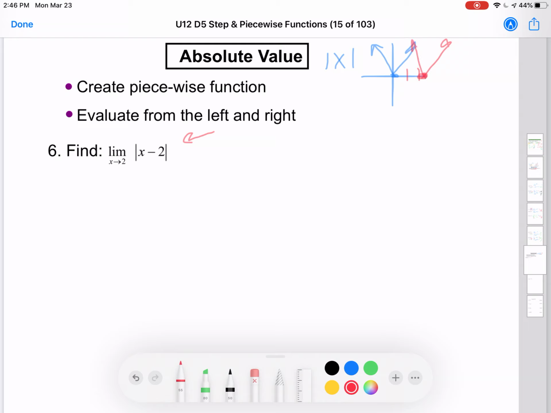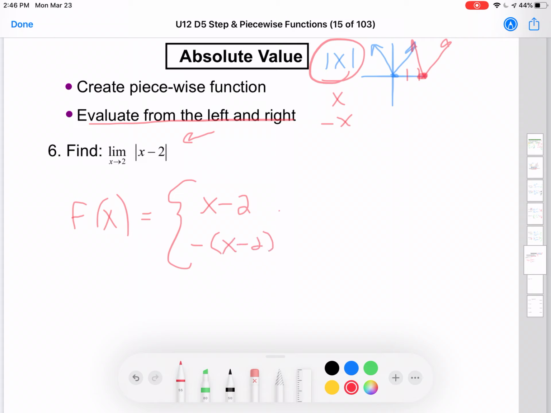Now, we want to separate it, right? We still want to evaluate from the left and from the right. So we're going to take the absolute value function and turn it into a piecewise. So remember if I was separating it and it was just absolute value of x, it would become x and negative x. Well, I do the same thing, but it's a binomial. So it's going to be x minus 2 and the negation of x minus 2. Now the domain, look at the domain. The domain for this one was x is greater than or equal to 0 and x is less than 0.